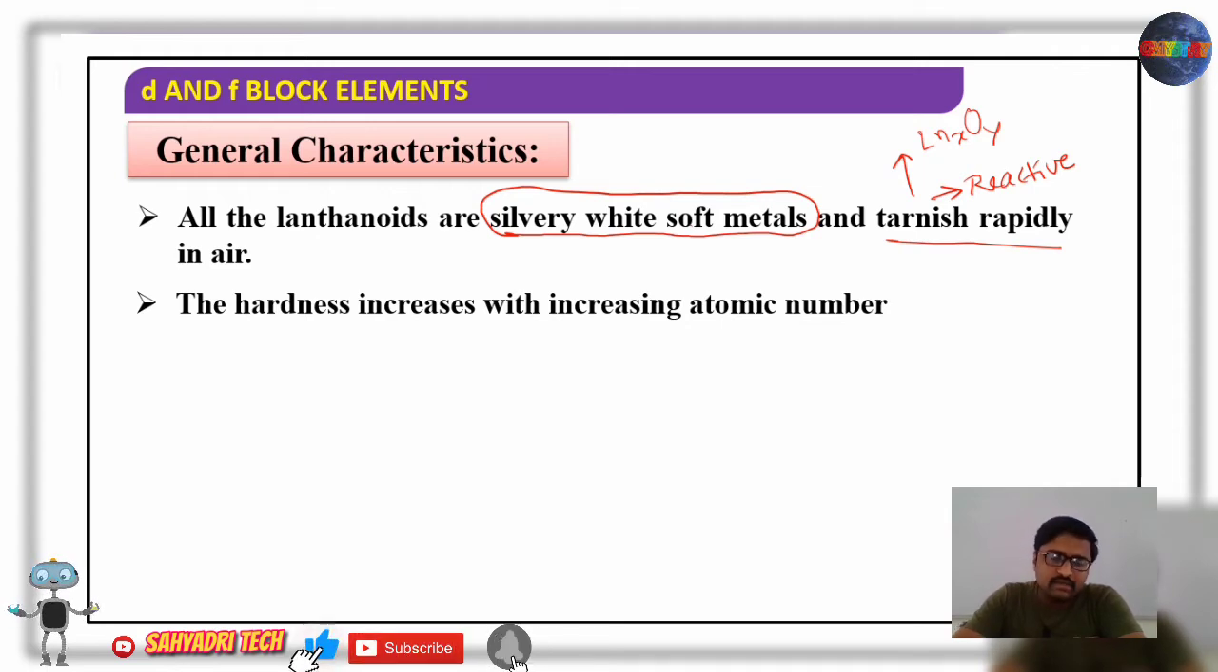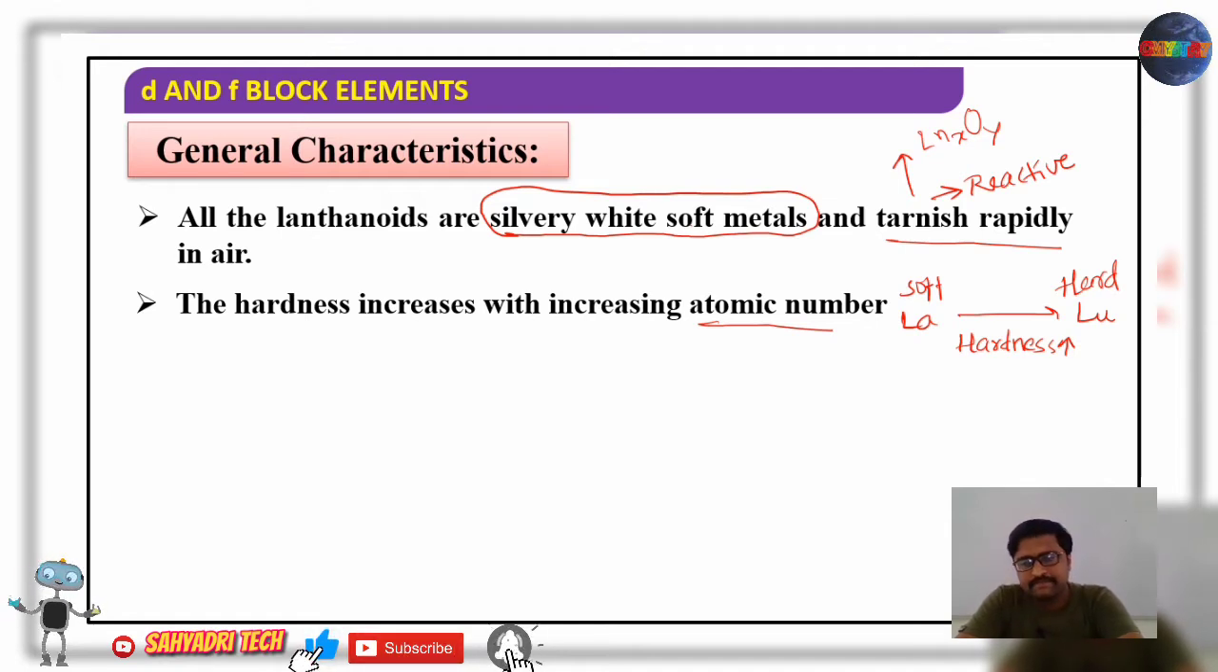Second one, regarding hardness. The hardness increases with increasing atomic number. So from lanthanum to lutetium, what happens to the hardness? Hardness increases with increase in the atomic number, which means lanthanum is the softest among lanthanides and lutetium is hard. So the first one: they are silvery white soft metals and their surface tarnishes readily in the presence of air. And the second: the hardness of these metals increases with increasing atomic number.